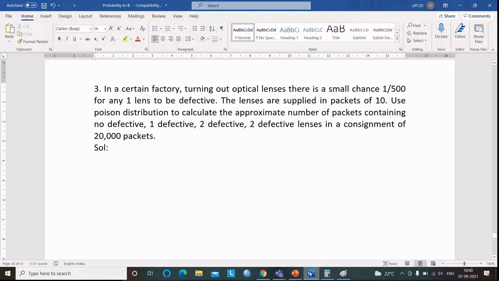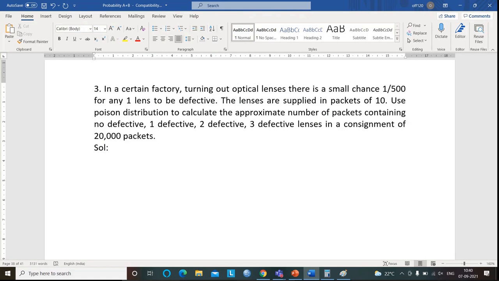In a certain factory turning out optical lenses, there is a small chance, 1 by 500, for any one lens to be defective. The lenses are supplied in packets of 10. Use Poisson distribution to calculate the approximate number of packets containing no defective, one defective, two defective, and three defective lenses in a consignment of 20,000 packets.